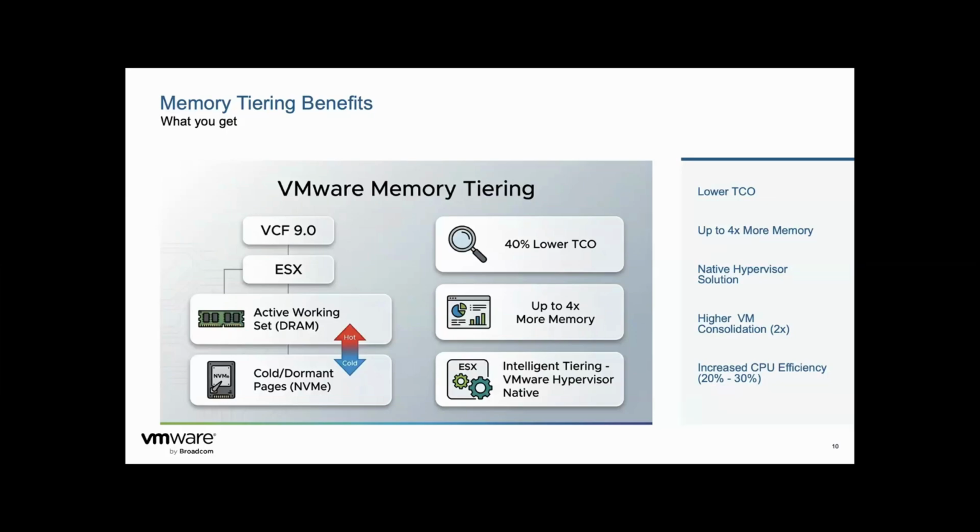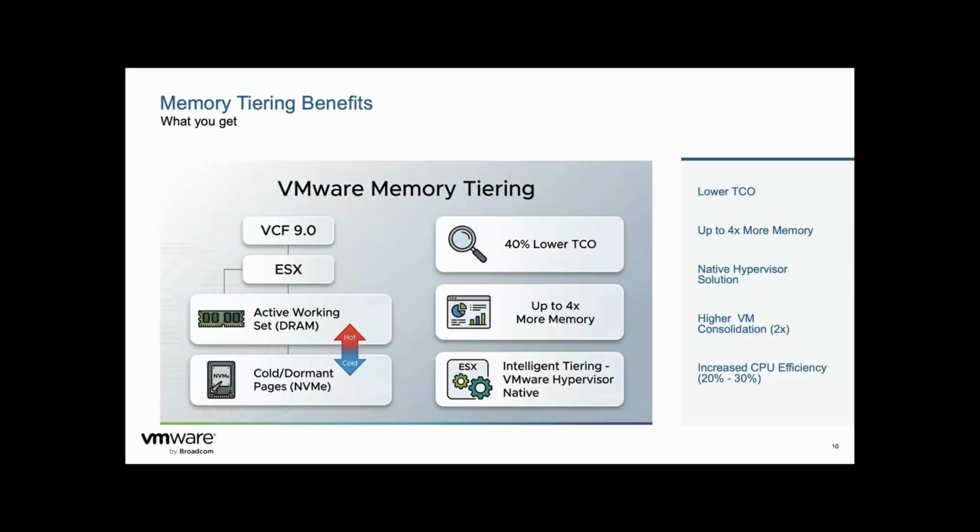But also, again, we started with a lower TCO. How can we help our customers lower the total cost of ownership for their servers? That's the solution for you, right? We find savings of 40% or even more when it comes to lowering that total cost of ownership on memory alone.